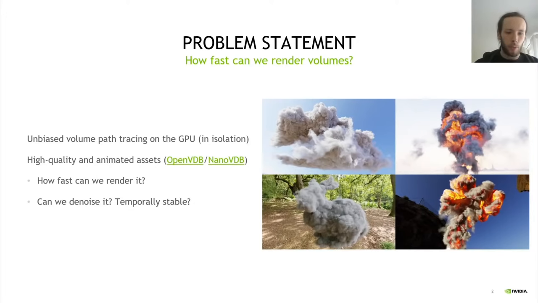And we want to bring renderings of those as far as possible into the interactive domain, because frame times for such renderings are usually measured in minutes instead of milliseconds. So we definitely need to bridge quite a large gap here. And these renderings usually take multiple thousands of samples to converge, so we definitely need some form of denoising as well. We also want to look at whether we are able to denoise such renderings well, and also in a temporally stable fashion.